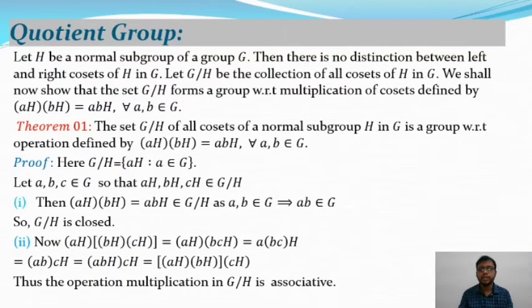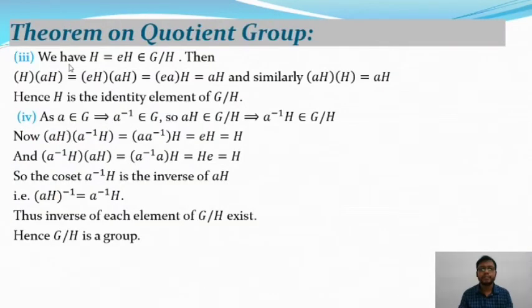Now let us move on to the next property, the third property. We have H equal to eH, and it belongs to G/H. Then H(aH) equals (eH)(aH). Applying the above relation we will get (ea)H equals aH. That is, HH equals H, and similarly we will find (aH)H equals aH. So hence H is the identity element of G/H.